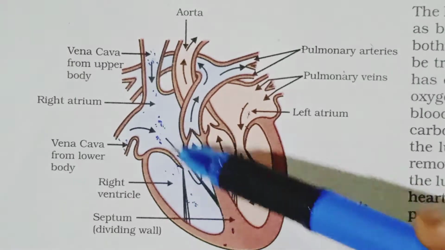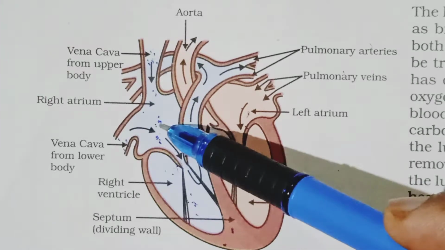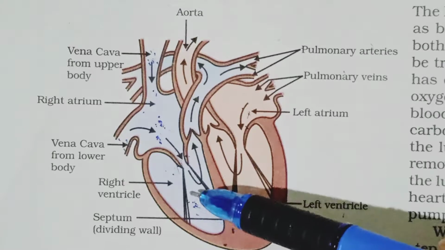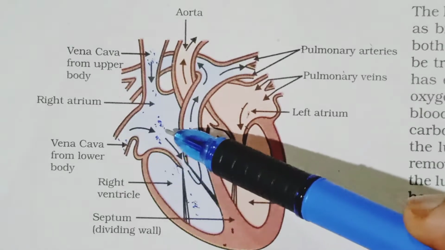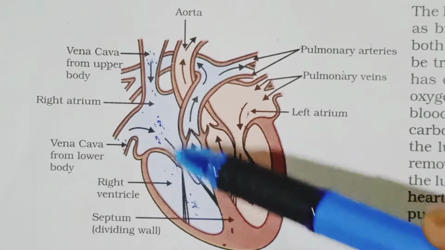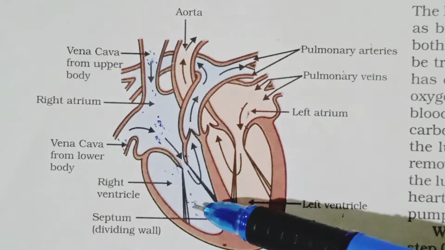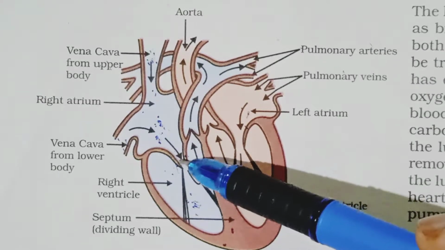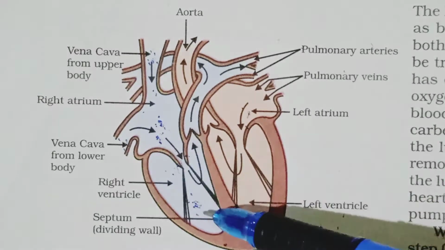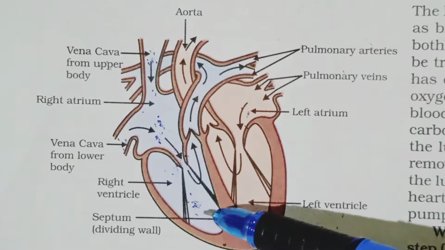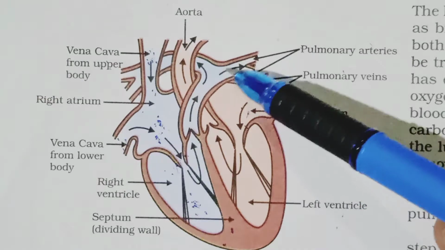When this flow happens, this part contracts and this part relaxes. When this part relaxes, that means it is ready to get the blood from the right atrium. As the blood reaches the ventricle, the valve shuts. And then from the right ventricle, the blood has to be sent to the lungs.